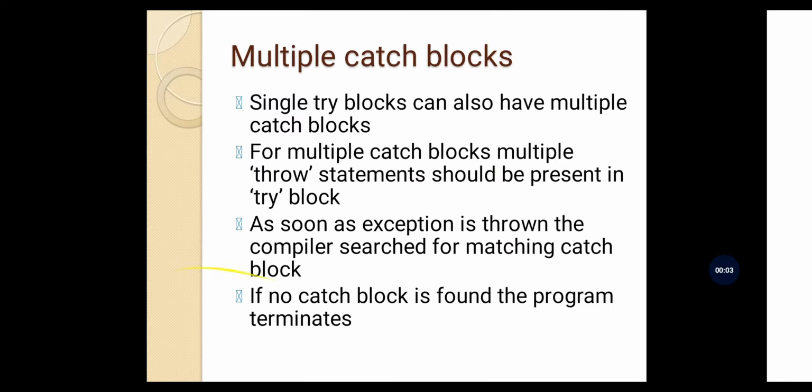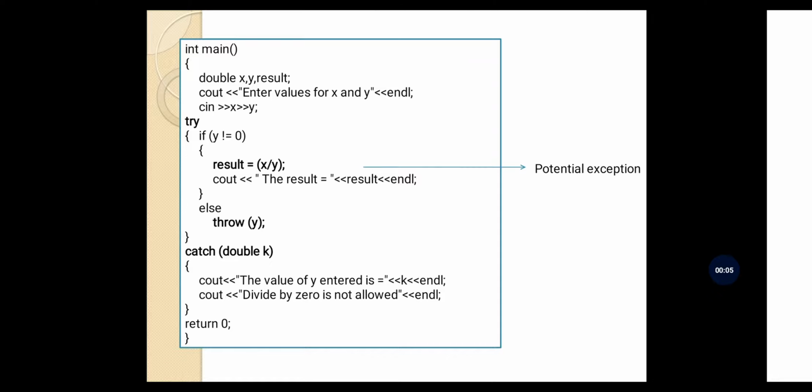Okay, so we have seen this example in the last video wherein we saw how we can use the try, throw and the catch block. Now if you notice here, for a single try block we have a single catch block. Now the question is, can we have multiple catch blocks for the same try block? That means, can we have one try block and have multiple catch blocks?